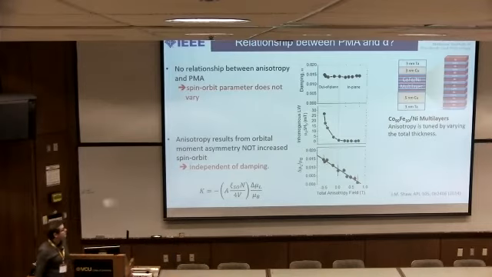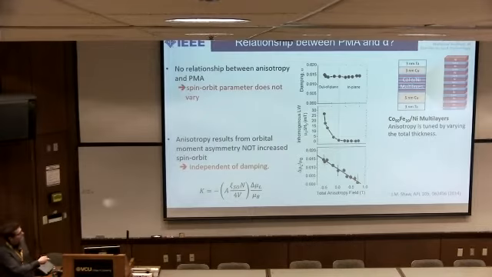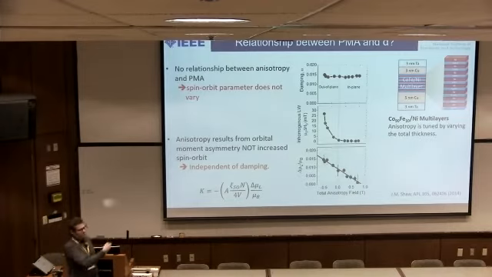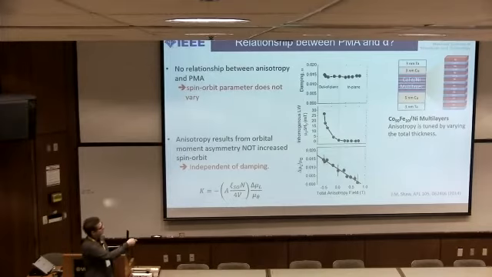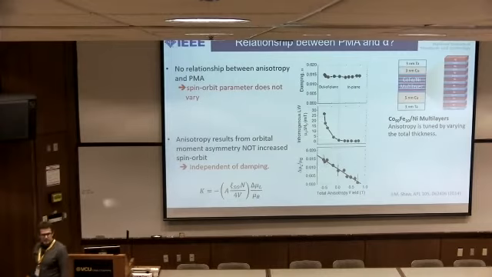So inspired by that, we went and looked at those types of material systems. Again, we're going back to these cobalt iron nickel multilayers. We're able to vary the anisotropy, as we've already shown. We measure the damping, and we see that it's pretty much flat for the most part. So there's no dependence that we see between damping and anisotropy. However, the inhomogeneous broadening seems to be strongly correlated with the anisotropy.